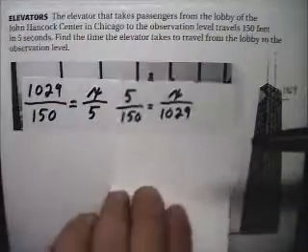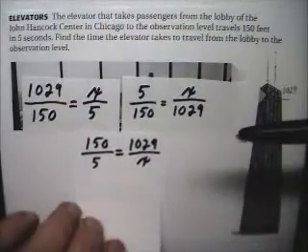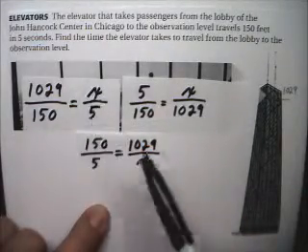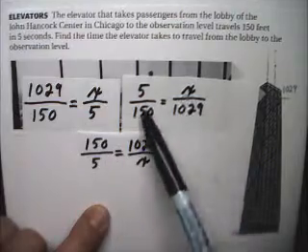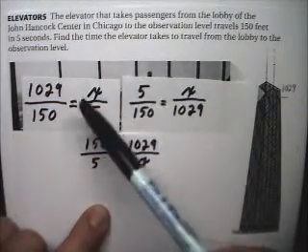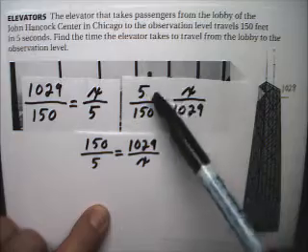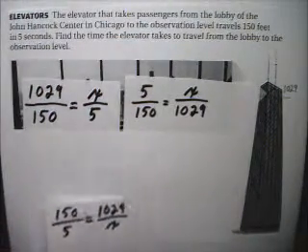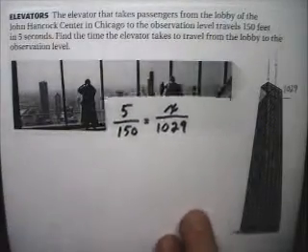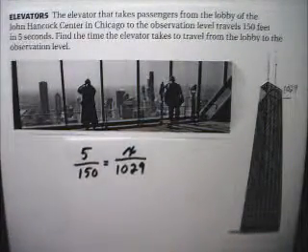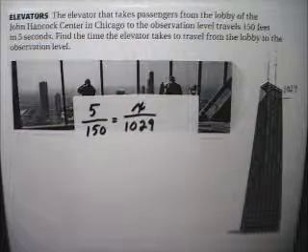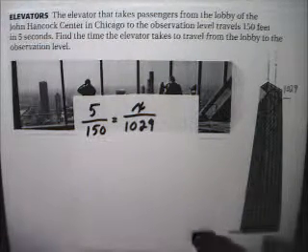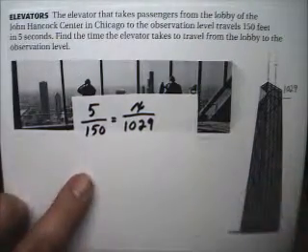Now, one thing I want you to notice about all three of these proportions, I'll always end up multiplying the 150 times the x. And I'll always end up multiplying the 5 times the 1029. And this isn't all. There's another possibility, but that's enough. Any way you solve this, any way you set up the proportion that makes logical sense will be correct.